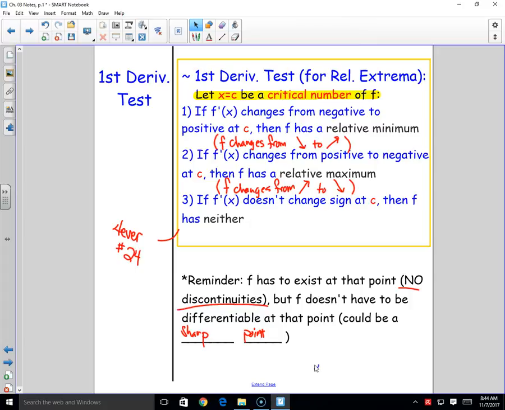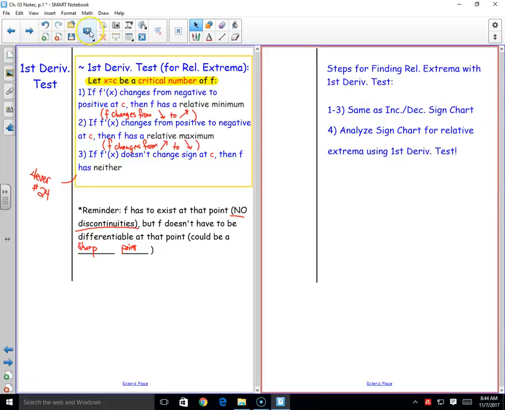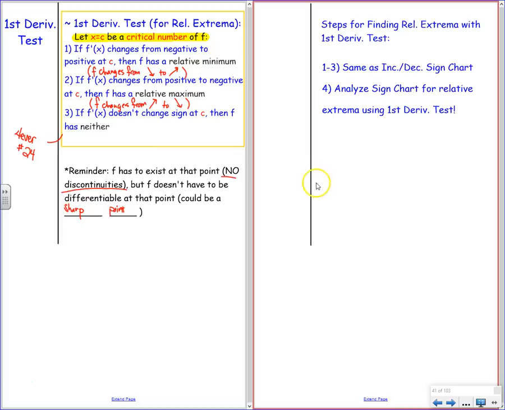Okay, so with the first derivative test for relative extrema, let's see how a question like this could look. If you guys want to write down the steps, I suppose you can. I'm going to probably rearrange this slide in just a second. Basically, check out what it says. Do a sign chart. So do all the steps we just wrote, and then analyze it.